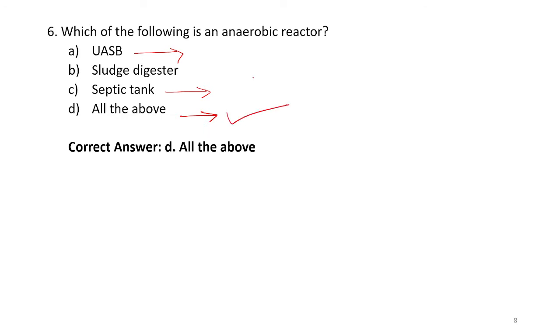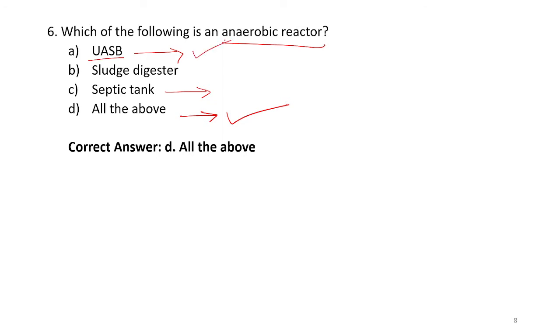So let us go one by one. Which of the following is an anaerobic reactor? USB, as you would have seen in the lecture video, is the upflow anaerobic sludge blanket reactor. That is an anaerobic high rate process reactor, and therefore it is operating in the anaerobic mode, or anaerobic degradation is what is happening inside the reactor. So it is an anaerobic reactor.